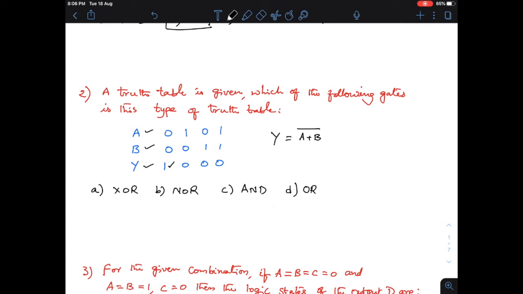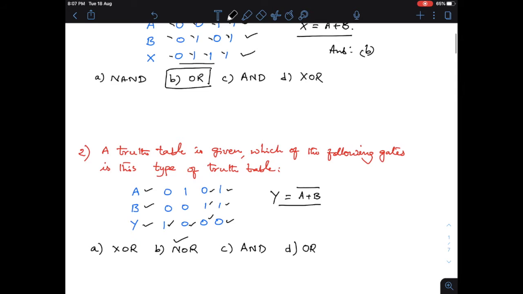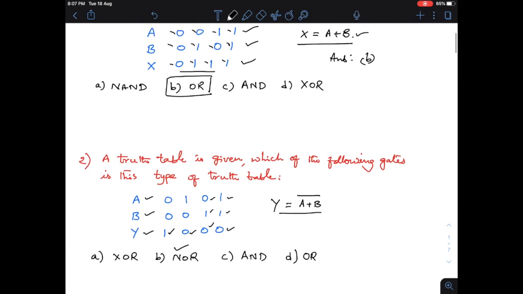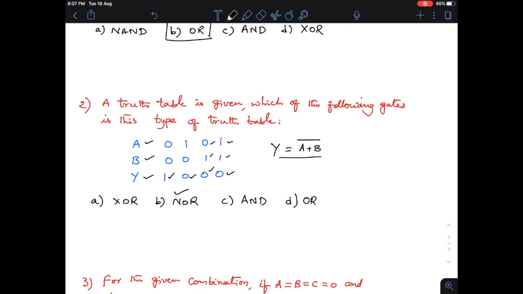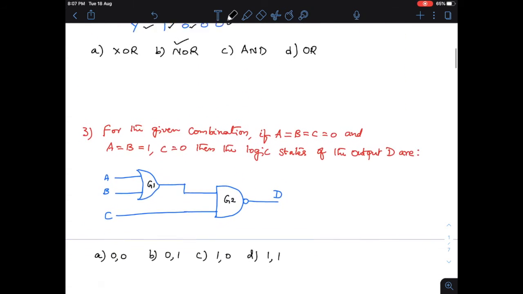Then 1 plus 0 is 1, so 1 bar is 0. 0 plus 1 is 1, bar is 0. 1 plus 1 is 1, but 1 bar is 0. So, it is this formula and therefore, the option is NOR gate. A plus B is OR, we have seen OR, and A plus B bar gives you NOR. That means OR gate followed by NOT. So, NOR. Now, let us see the next one.